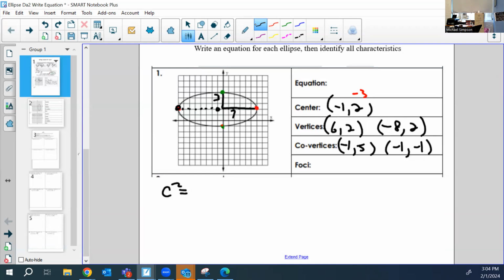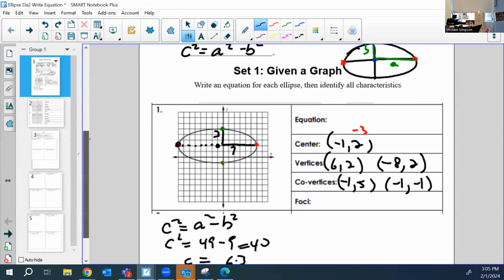All right. And then to find the foci now, all I'm going to do is use the equation c squared equals a squared minus b squared. a squared is going to be 49, b squared is going to be 9, and that's going to equal 40. Therefore, c is going to equal the square root of 40, which is approximately 6.3.